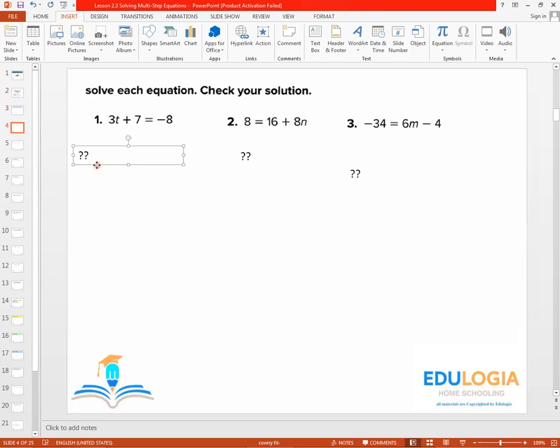Once more, in this problem we have 3t plus 7 equals negative 8. Moving 7 to the right, we have 3t.